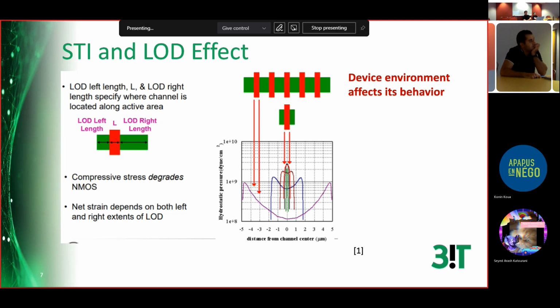So the LOD left, LOD right, is equal to LOD. Exactly what I just said here. If you take one device, you look at where the end of the OD layer is, so the edge. If you take this one, the LOD seen for this device on the left side is that distance. If you look at the right, it will be that one.